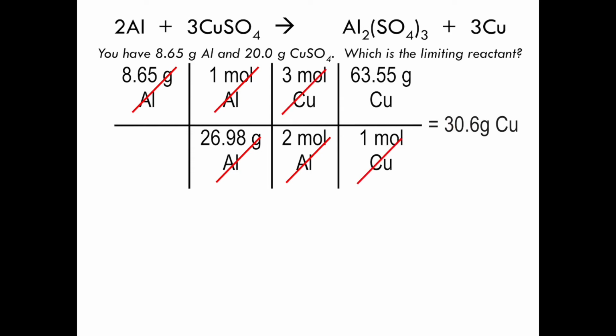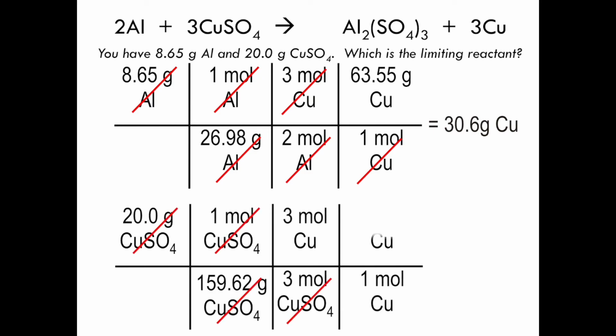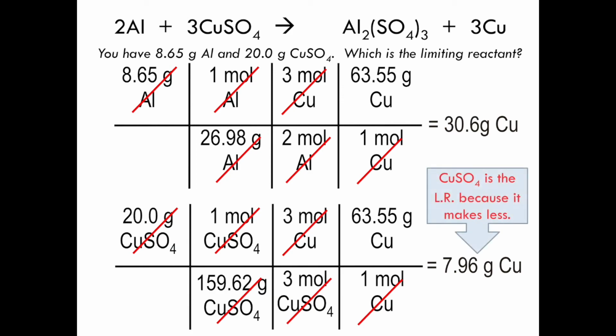And I found out there that I would produce 30.6 grams of copper if I had 8.65 grams of aluminum and excess CuSO4. Well, if I had 20 grams of CuSO4 and I ran through the stoichiometry again, I would produce only 7.96 grams of copper. So that means that the CuSO4 is the limiting reagent because it makes less. I'm never going to make 30.6 grams of copper.